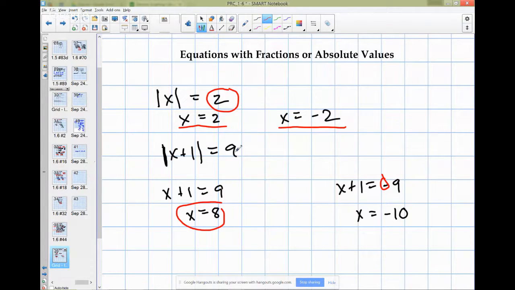Yeah, value of -9? 9. Yep, they're both correct.